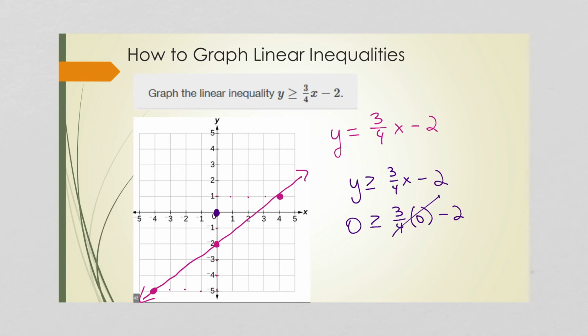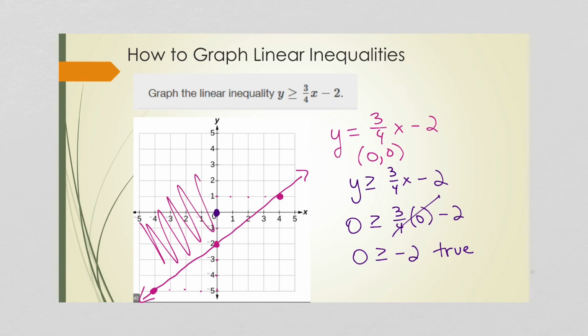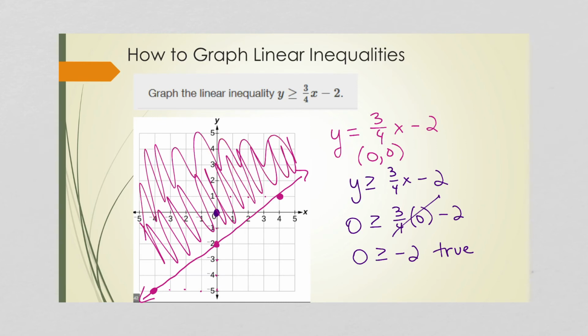This goes away. So 0 is greater than or equal to -2. Is that a true statement or a false statement? It's a true statement, right? Okay, so since it's a true statement, we shade the region that holds 0, 0 in it. So we would shade this whole region right here, everything above that line.